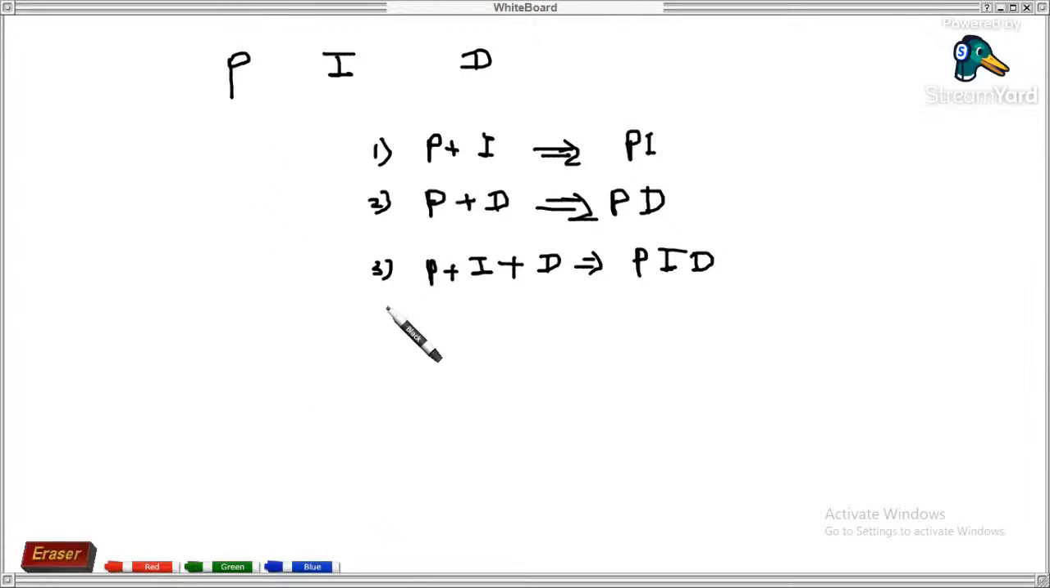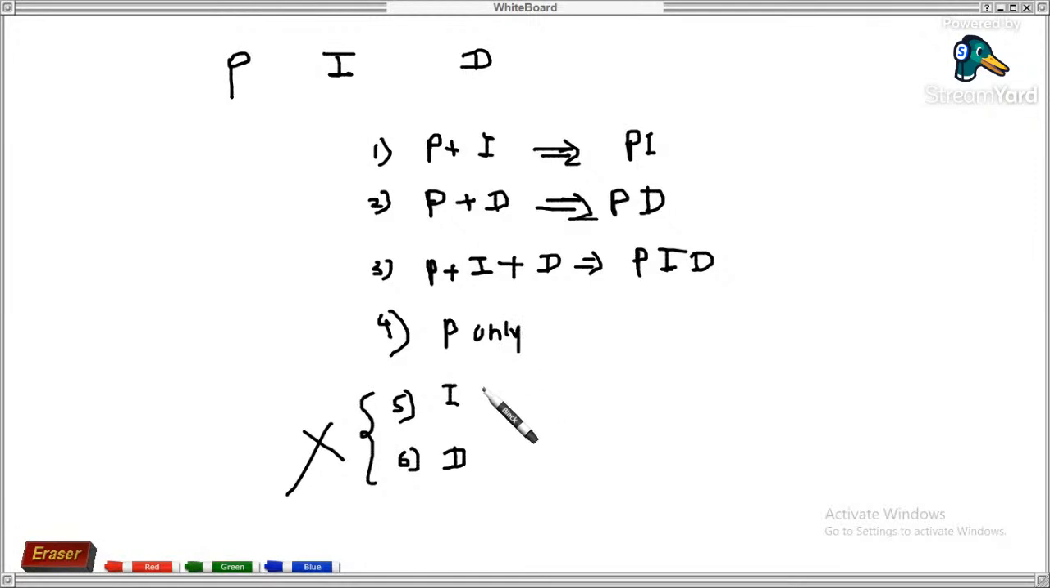Okay? Now, the fourth option I'll give you, use only P controller. You can use it. Okay? You can use only I, you can use only D. Right? After a few slides, I will say that you cannot use only I and only D controller. You will understand.